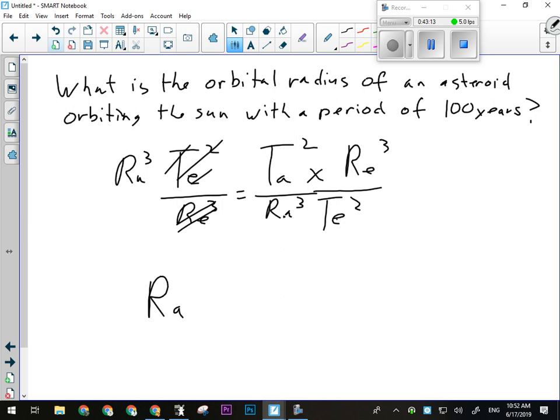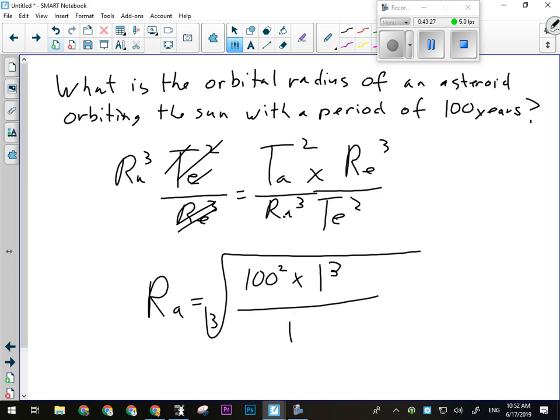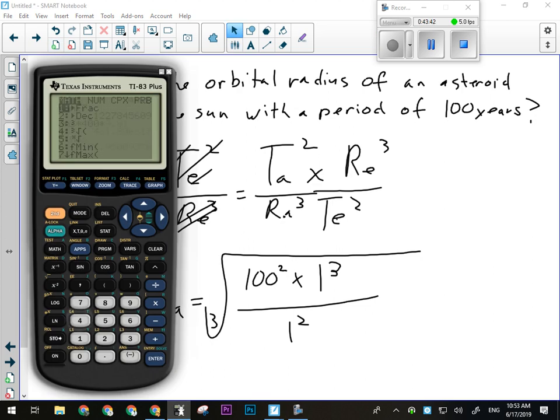So the radius of the asteroid's orbit will be the cube root of 100 squared, the period of the asteroid, times 1 cubed divided by 1 squared. Because I'm going to use astronomical units and years. They didn't say what units I had to use, so I use the easiest ones. All right, so all I have to do is take the cube root of 100 squared. So it's 21.5 astronomical units from the sun.